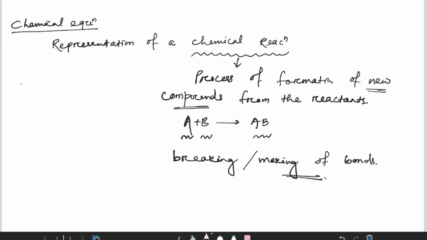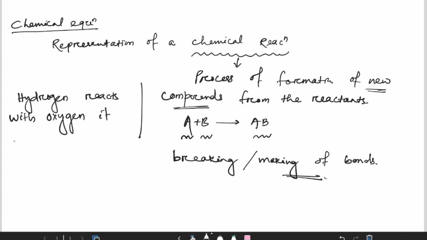Now let's take a simple example. When hydrogen reacts with oxygen, the product formed is water, right? So this is what the chemical reaction is, but the point is how to write this, right?